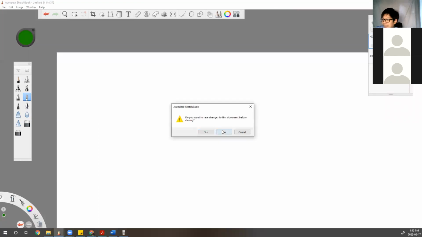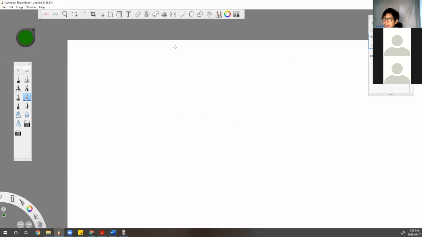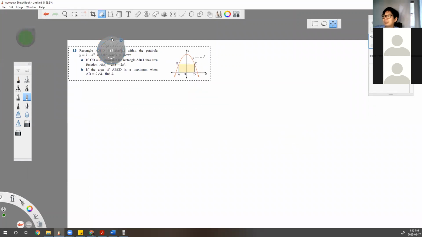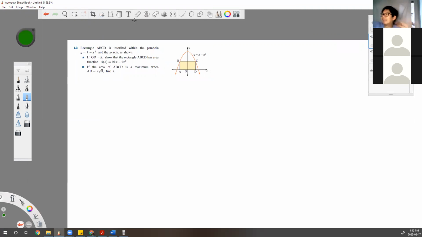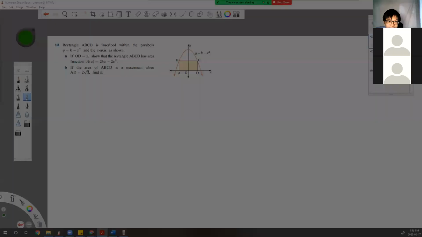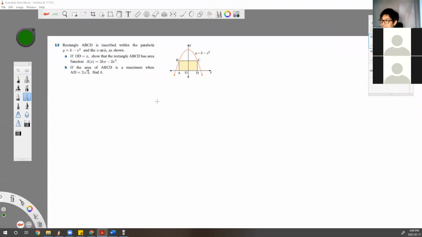So we need to analyze the picture right now. A rectangle ABCD is inscribed, inscribed means drawn inside, within the parabola y equals k minus x squared. That's the parabola. And if OD equals x, I want to make the drawing bigger. The curve's supposed to be bigger so we can see it clearly. And I think this will be big enough for you to see the details.